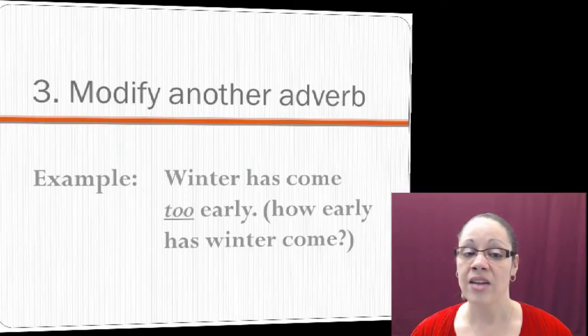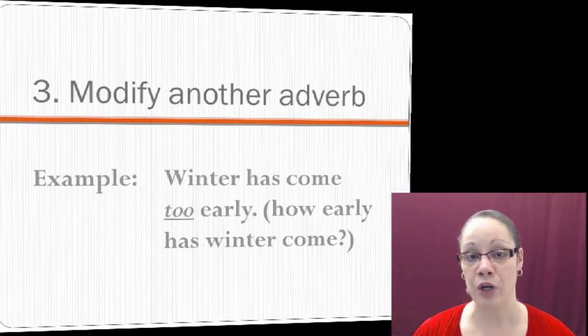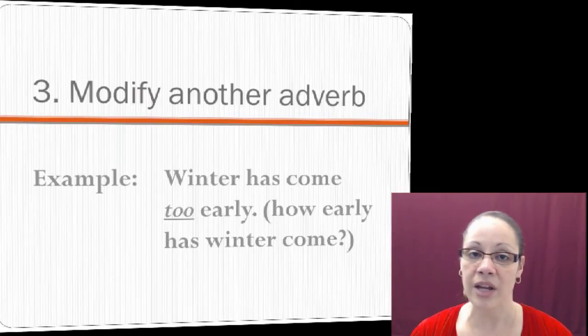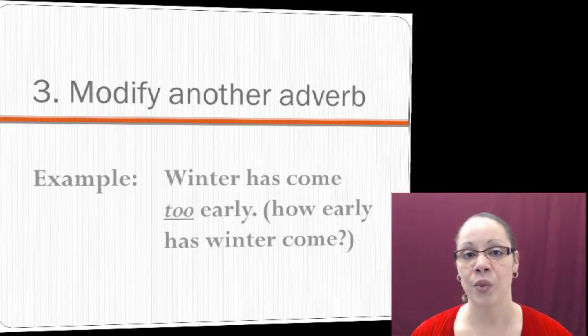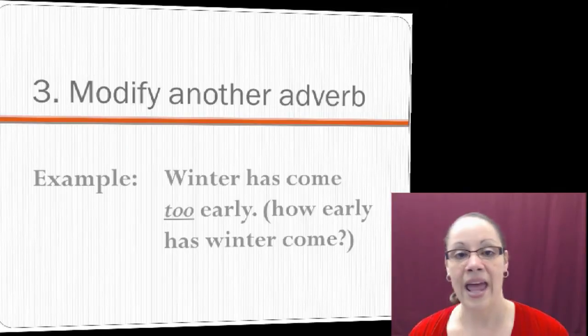Then our next function of an adverb is that it modifies another adverb in the sentence. So it can describe another adverb in the sentence. Winter has come too early is our example. Early is one of our adverbs. We know it's one of our common adverbs because it ends in ly. How early has winter come? It's come too early. So the word too, T-O-O, is another adverb describing early, an adverb.